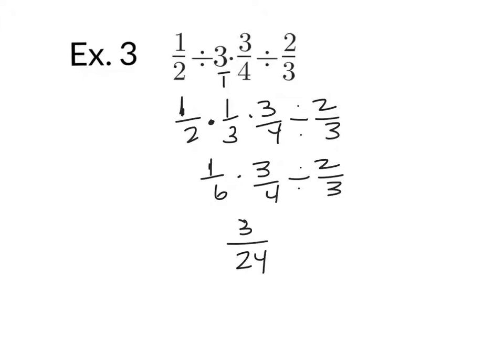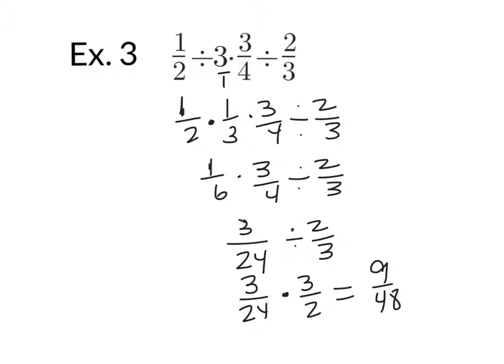Now I realize you could have reduced here. We have a common factor of 3 here, but I'm just going to wait and do any reducing at the end. I'm just going to go ahead and rewrite the problem: 3/24 divided by 2/3. And then the last thing we'll do is that division. And 3/24 divided by 2/3 is the same thing as 3/24 times the reciprocal, which is 3/2. All right, and now we can multiply numerators and denominators. We get 9 over 48. And 9 and 48 have a common factor of 3, so I'm going to reduce this answer to 3 over 16, and that will be our final answer.